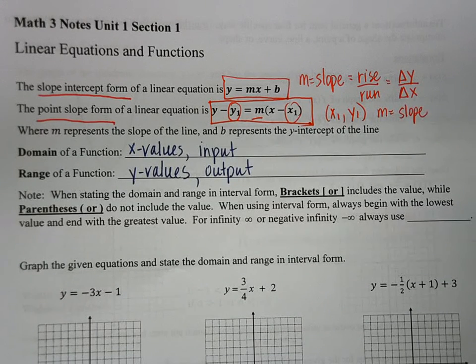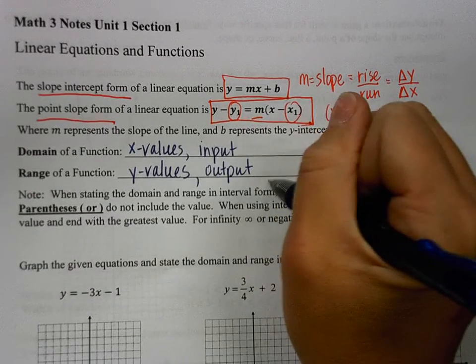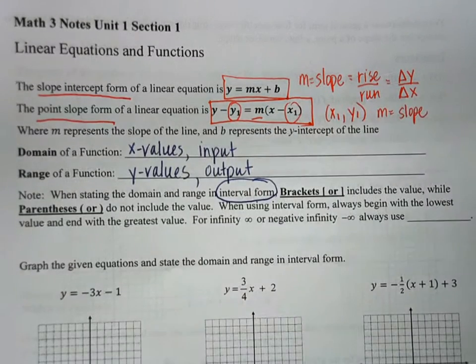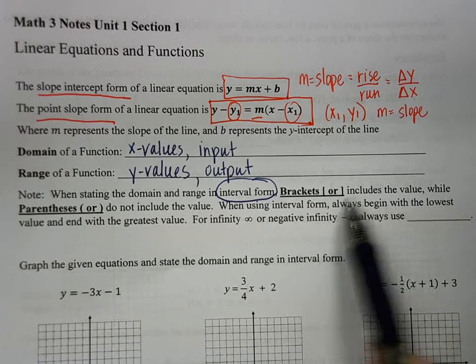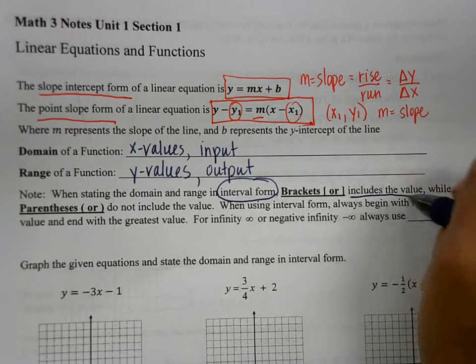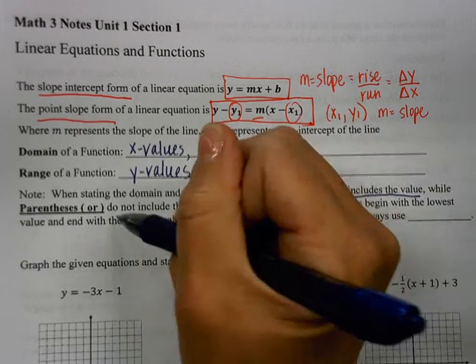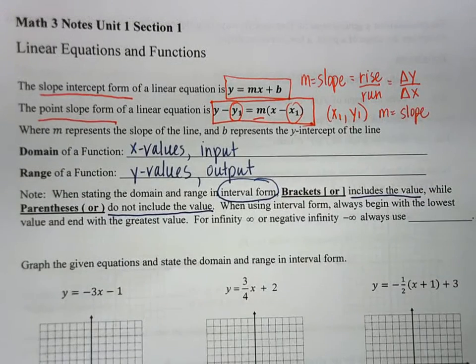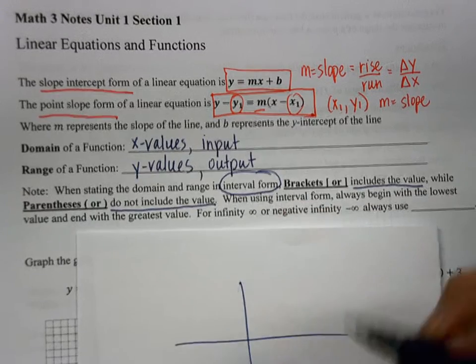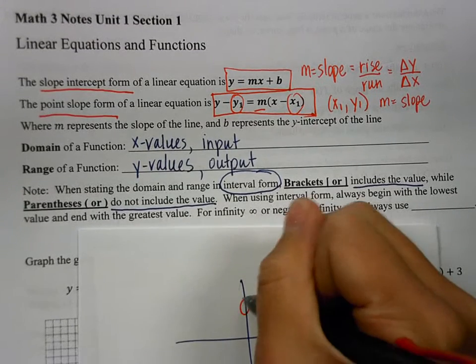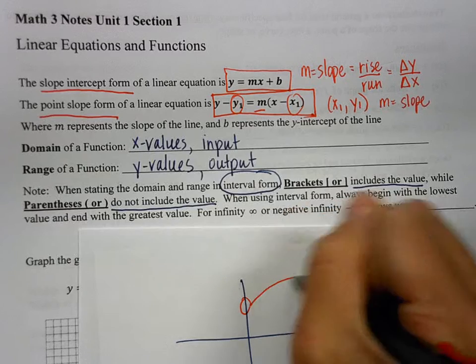Okay, when we're writing our domain and range, most of the time in here we're going to be writing it in something called interval notation or interval form. When you're using interval form, if you have brackets like this, that means it's including the value, while parentheses do not include the value. I don't know if you remember yesterday from your pre-assessment, but let's say you have this graph like this, okay? And on the graph it has an open circle going, you know, like this.